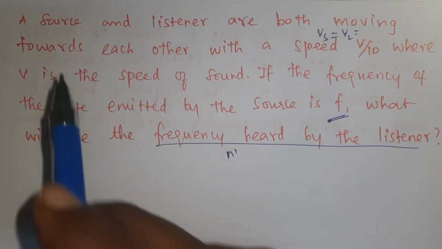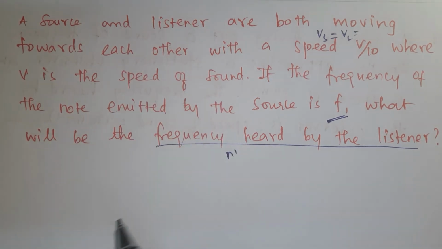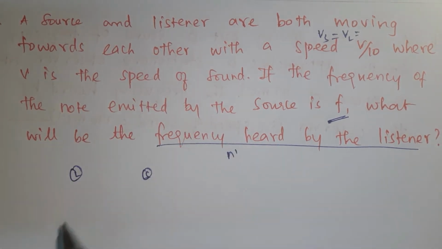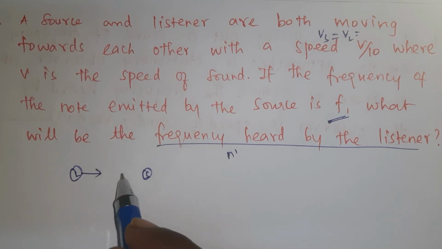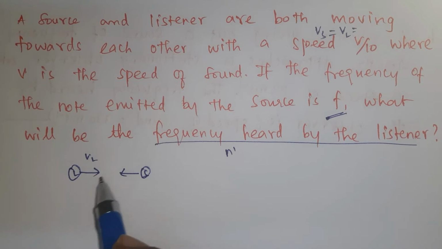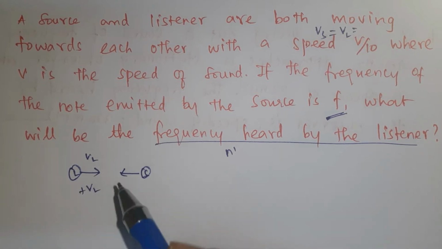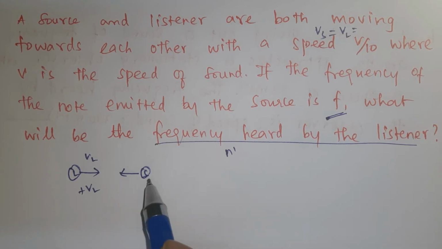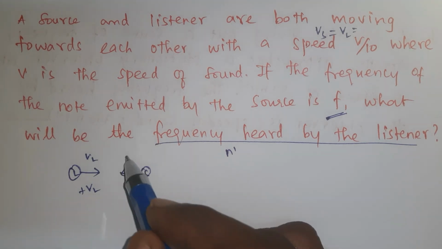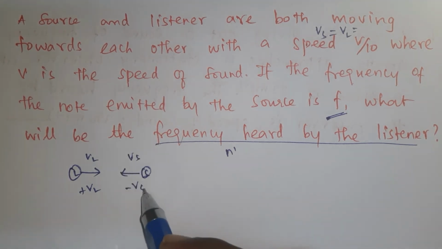Now the source and the listener are both moving towards each other. This is the listener, this is the source, both moving towards each other. VL is moving along the positive x-axis, so VL is going to be plus VL, but the source is moving towards the listener along the negative x-axis, so Vs is going to be minus Vs.